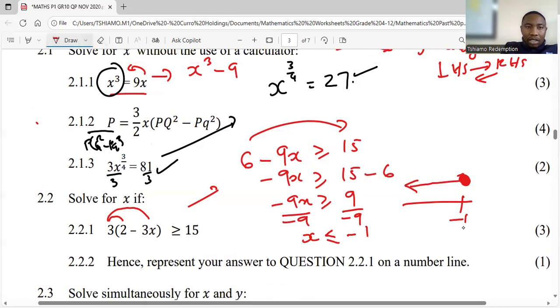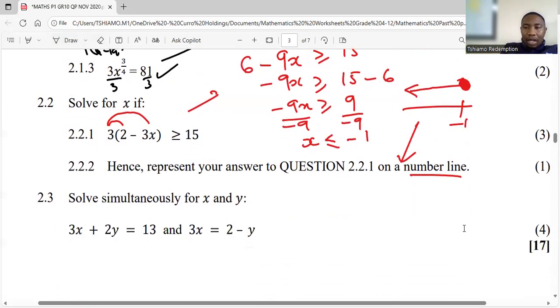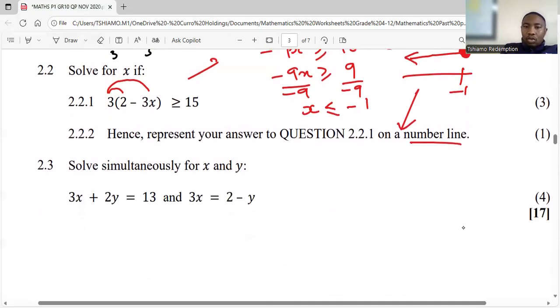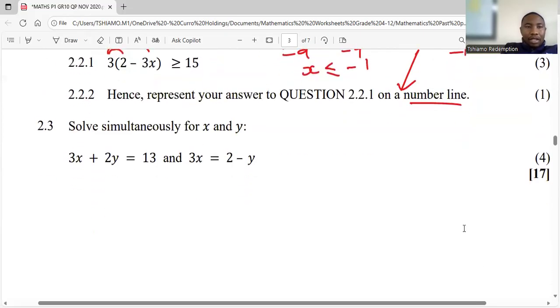They wanted this answer here: represented on a number line for 1 mark. So for 1 mark, you don't have to write the whole number line, you just do a rough sketch. Okay, so we're going to do solve for x. I'll post it here, then I'll do solve for x part 2. We'll just do it quickly.